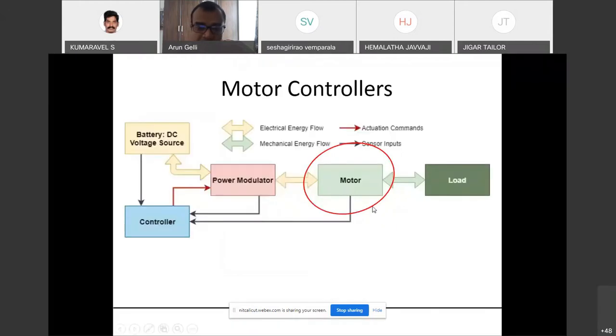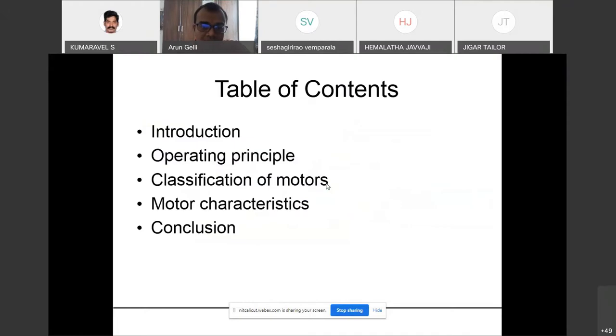As we discussed, the motor is the working horse of the electric vehicle, which is the primary component, and the motor controller is the one that is used for controlling the motor in such a way that the vehicle can move ahead as required. Today's topic is electric motors. We'll go through the introduction, the operating principle, and understand how the motor works. We'll look at various types of motors and their characteristics, see the differences among these types, and then conclude. That's the overview of the subtopics that will be covered.